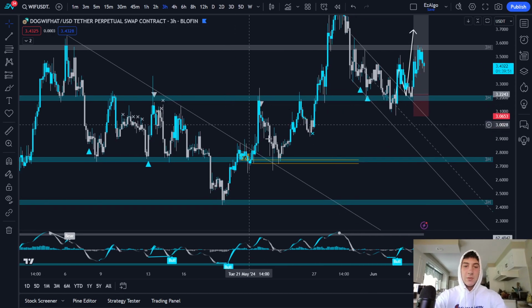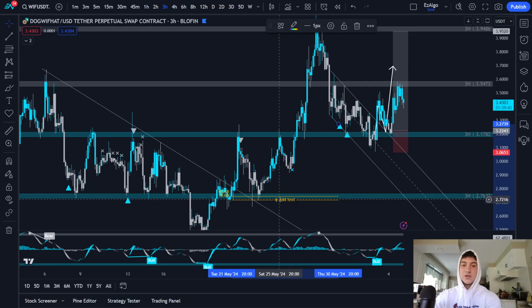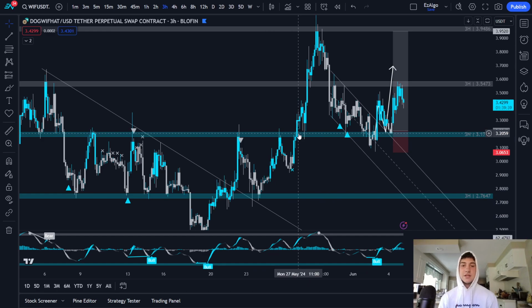So again, the last long we got into is right around here. Sold it as soon as we swept this high, and then I got into another long right here, using the same strategy over and over again. Trading is supposed to be boring, guys. It's not supposed to be super fun and exciting. You're literally just following your rules.